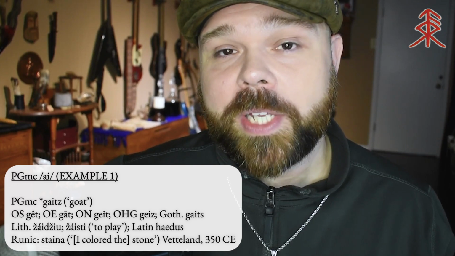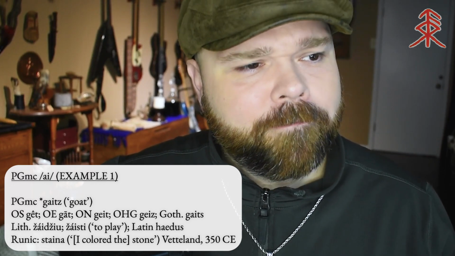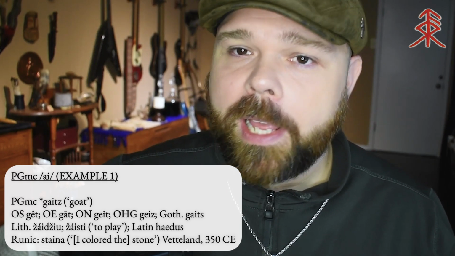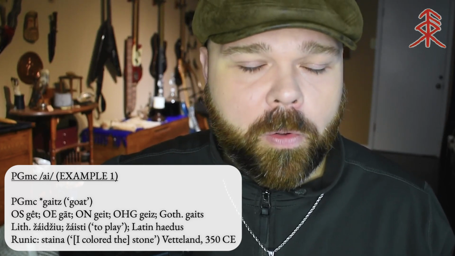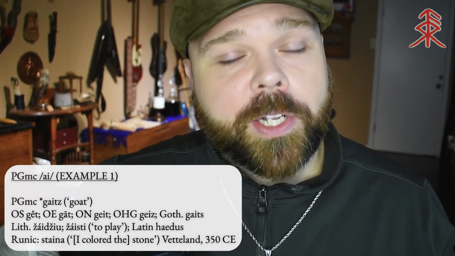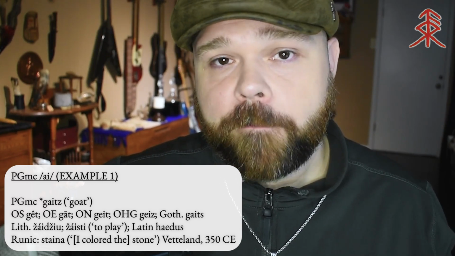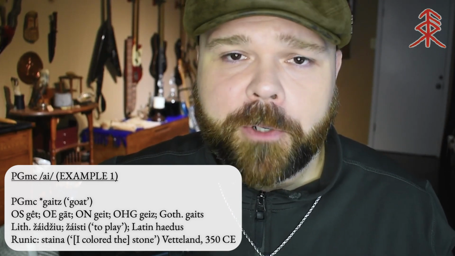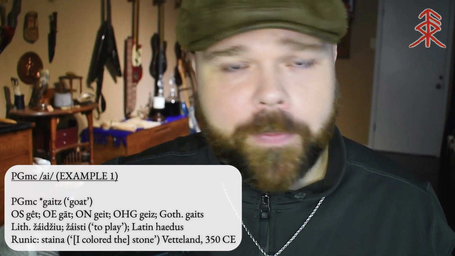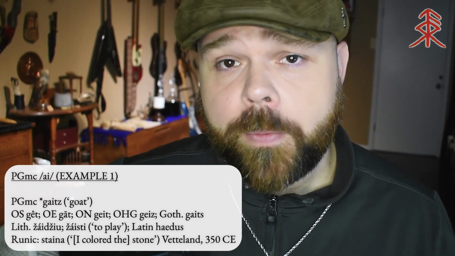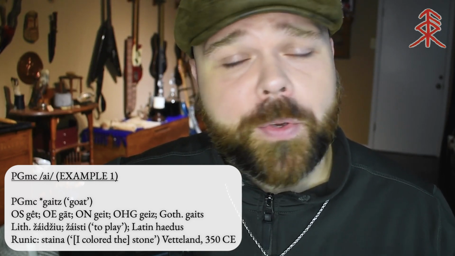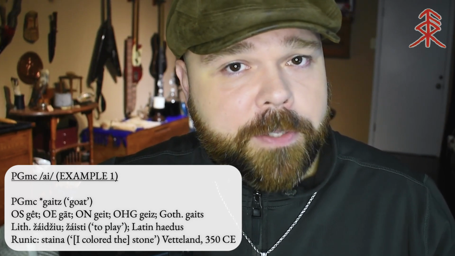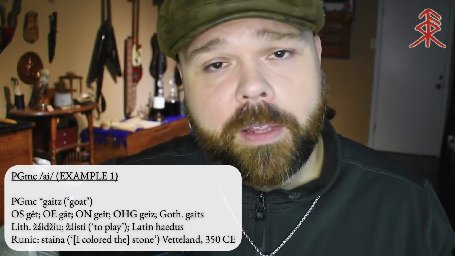So in this case, only Gothic has the AI. So it's like, why do we reconstruct it as AI again in Proto-Germanic? And that's where we have to look at older data, right? We have to look at the runic inscription I've provided to you here, for instance, for the word for stone, which is still stein. I colored the stone in this particular example from the Vetelan stone. And then, of course, if we look at Lithuanian, we have žaiju and then žaisti. So you can still see that the AI is preserved in Lithuanian, and at least the A is preserved in Latin, as you see here too, with haidus.